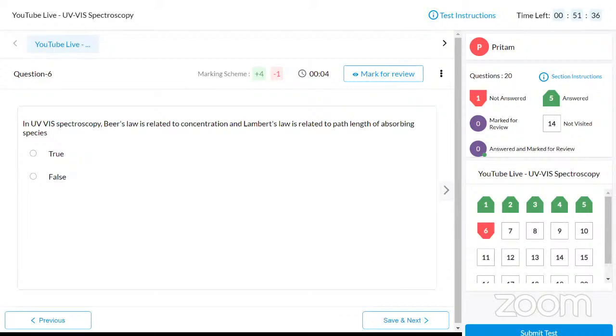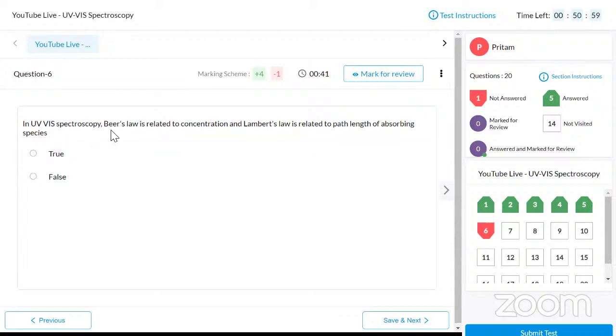In UV visible spectroscopy, Beer's law is related to concentration and Lambert's law is related to path length of the absorbing species. Is it true or is it false? In all of these questions, I have always been asking you, are you aware of the Beer-Lambert's law? And I also mentioned that the Beer-Lambert's law has all the equations in it. It is related to the concentration. It is also related to the path length. So the answer is true.